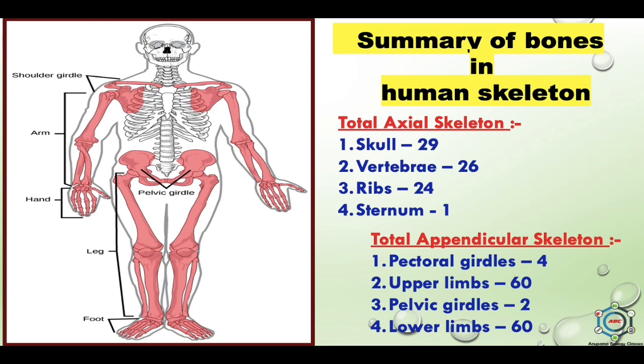Then the legs have 60 bones, in which femur is 2, patella 2, tibia 2, fibula 2, tarsals 14, metatarsals 10, and phalanges 28. So, when you add all these bones, you will find that 206 bones are present in our body.